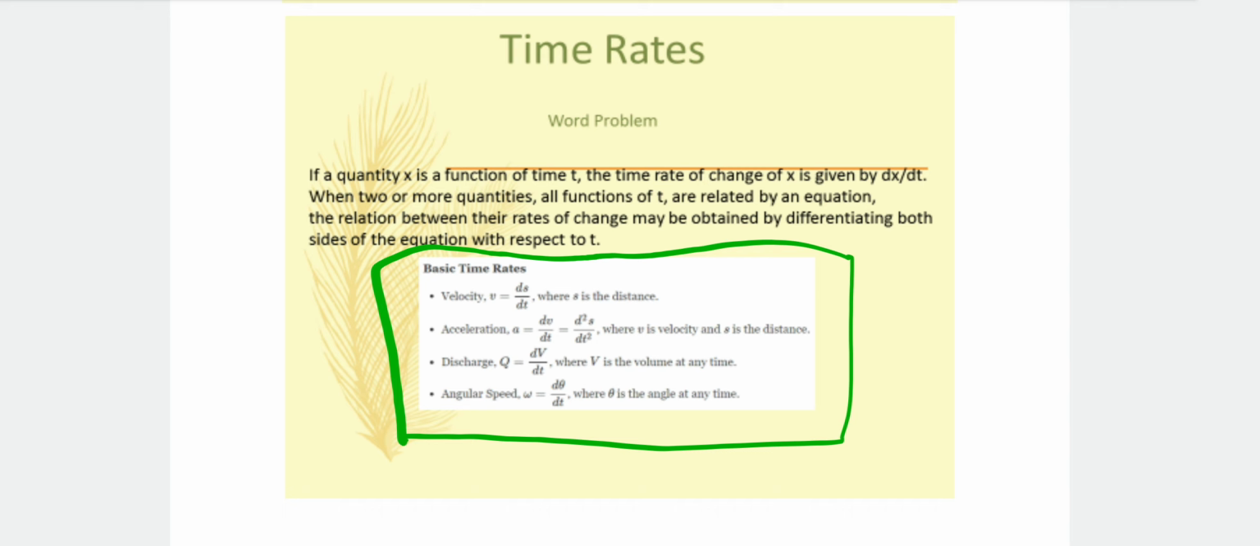Okay, so if a quantity x is a function of time t, the time rate of change of x is given by dx over dt. When two or more quantities, all functions of t, are related by an equation, the relation between their rates of change may be obtained by differentiating both sides of the equation with respect to t. There are many variables involved here, like velocity, acceleration, discharge, angular speed, all with respect to t or time, the differential of time.